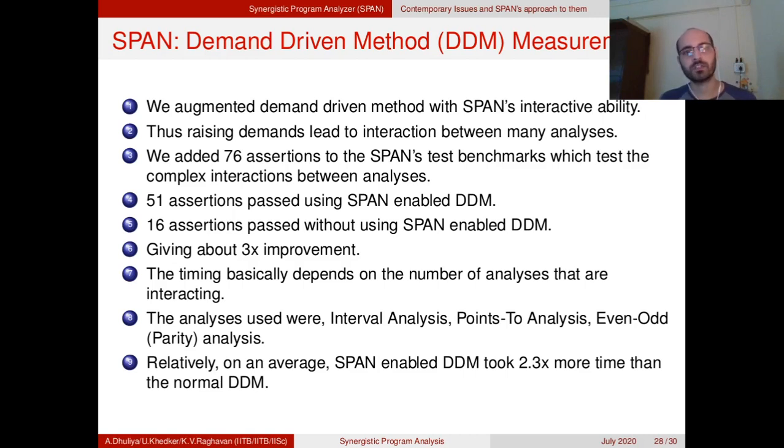We added 76 assertions to SPAN's test benchmarks, and out of that, 51 assertions passed using the SPAN-enabled demand driven method. 16 assertions were already passing without using the SPAN-enabled demand driven method, and this gave us about a 3x improvement. The timing of the whole computation depends on the number of analyses that are interacting. The analyses we used were interval analysis, points-to analysis, and even-odd and parity analysis. On average, the SPAN-enabled demand driven method took nearly 2.3x more time than the normal demand driven method.